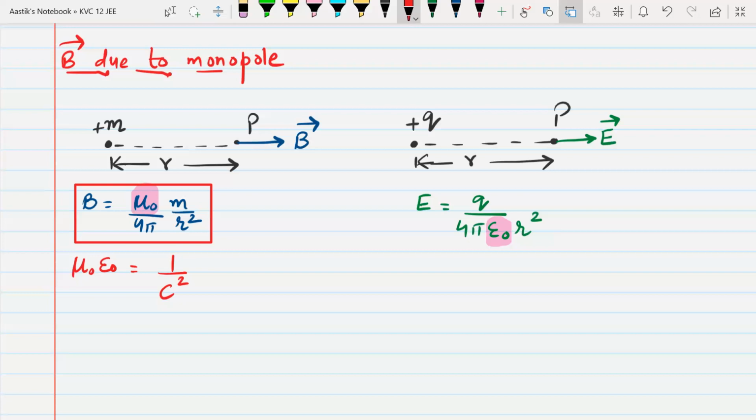The only thing that makes any sense would be how are we going to use these monopoles? Monopoles do not exist, so we'll have to go into a dipole. So the next heading is magnetic field due to a dipole. Can anyone tell me what will be the formula of magnetic field due to a dipole?